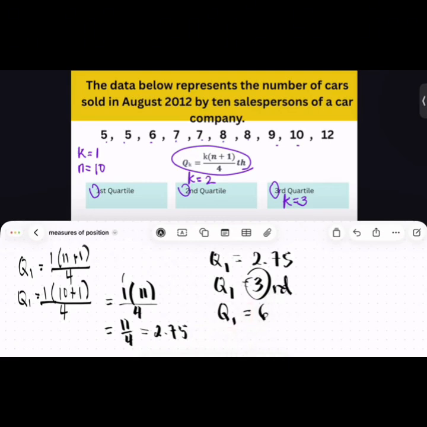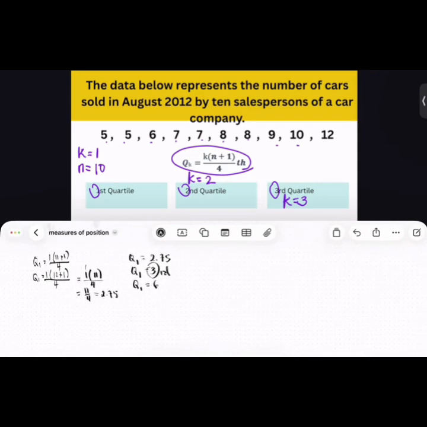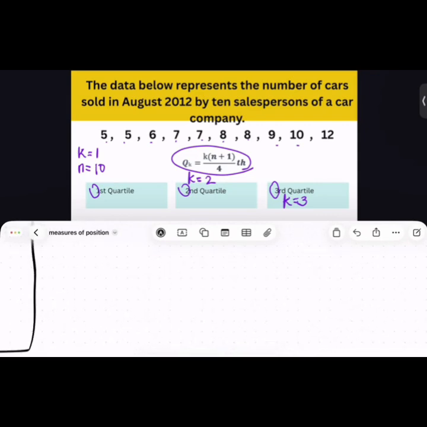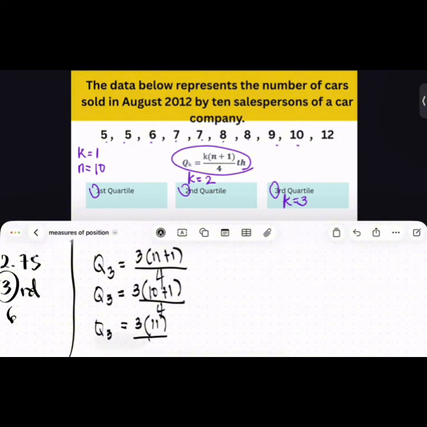Okay? So, now let's proceed with our third quartile muna. So, ito po ang first quartile. So, proceed tayo kay third quartile. So, quartile 3 is equal kay, yung K natin will be 3 times n plus 1 all over 4. Now, substitution. Q sub 3 or quartile 3 is equal kay 3 times, which is n is 10 plus 1 over 4. Then, quartile 3 is equal kay 3 times 10 plus 1 is 11 divided by 4.